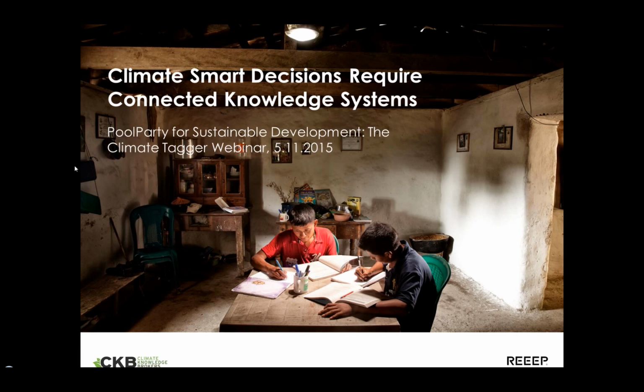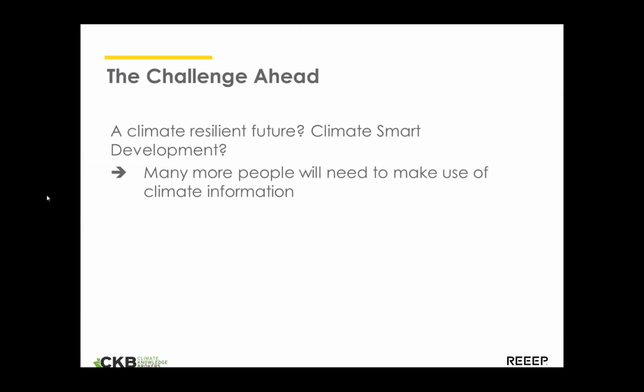And then I'll hand over to my colleague Quinn, who will go more into detail regarding the actual tool, the climate tagger, that we want to present today. But let me start first with framing a little bit the challenge ahead. When we think about our future, we all, I think, are in agreement that there is a big challenge related to climate change ahead. When you talk to people in organizations who have some kind of climate change awareness, you often hear phrases like: we have to build a climate resilient future, how can we do climate smart development, and how can we include climate smart decisions in our decision-making process.